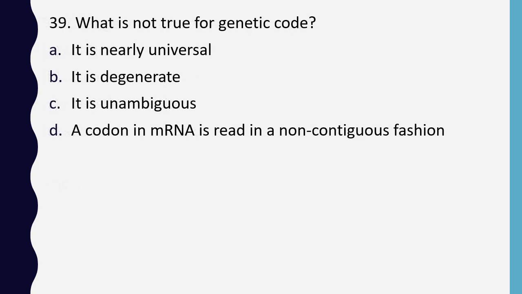Question number 39. What is not true for genetic code? It is nearly universal, it is degenerate, it is unambiguous. A codon in mRNA is read in non-contiguous fashion. Not true for a genetic code. The correct answer is option D. A codon in mRNA is read in non-contiguous fashion. This is incorrect.